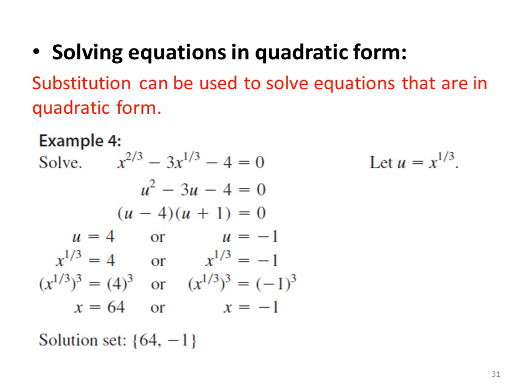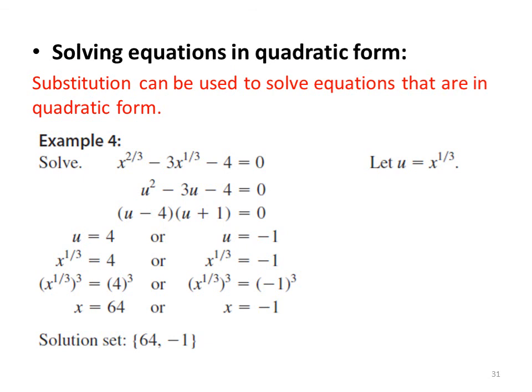You can write it as u minus 4 times u plus 1 equals 0. Use the zero product property. Either u minus 4 equals 0, or u equals 4, or u plus 1 equals 0, which means u equals minus 1. Of course we want to solve in terms of the original variable x, so now we substitute back, replace u by x to the 1/3. This first equation becomes x to the 1/3 equals 4. Raise both sides to the power 3. You get x equals 4 to the power 3, which is 64.